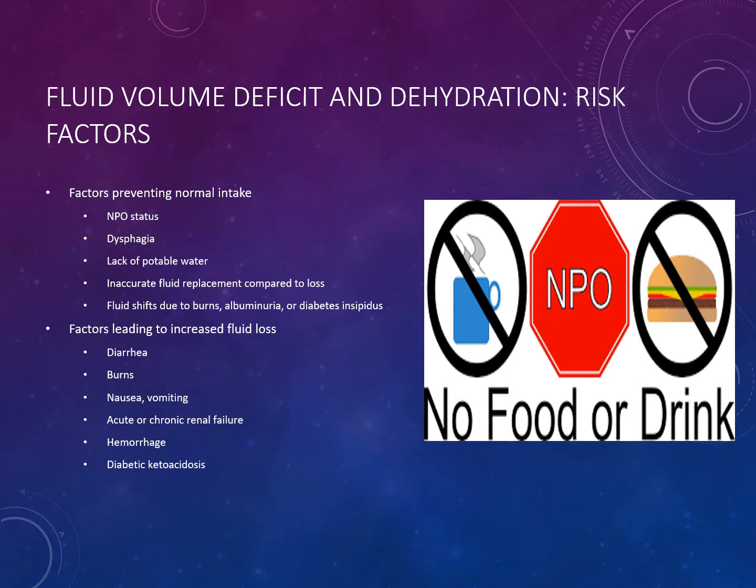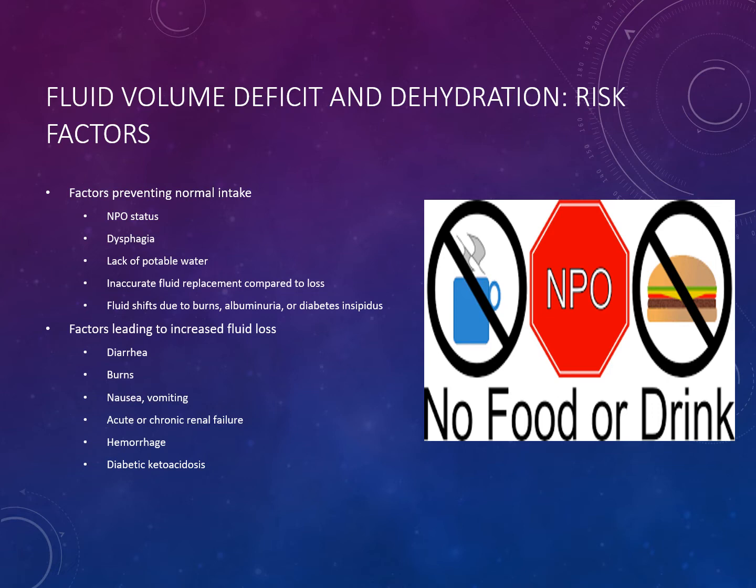Factors preventing normal intake, and this, maybe you're NPO because you've got a bleeding ulcer, you've been vomiting, or you've got a procedure to go to. That's why when children have procedures done, they do them first thing in the morning because they can only go so long without some fluids. They can't go as long as an adult can. So NPO status, dysphagia, difficulty swallowing, lack of potable water. Maybe you're living in an area that you don't have clean water to drink, or you just had a hurricane like we've had here recently.